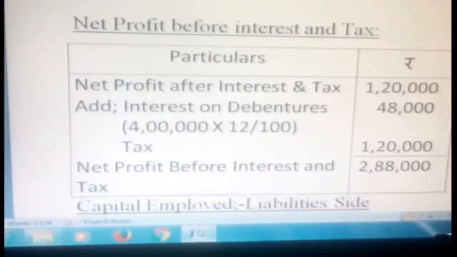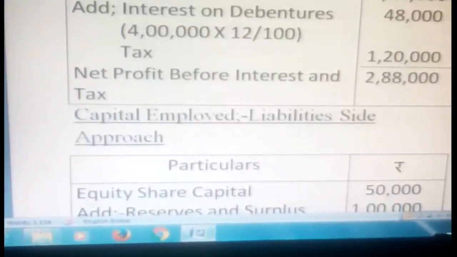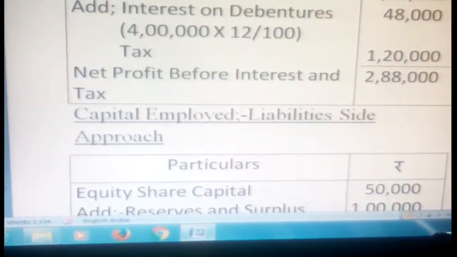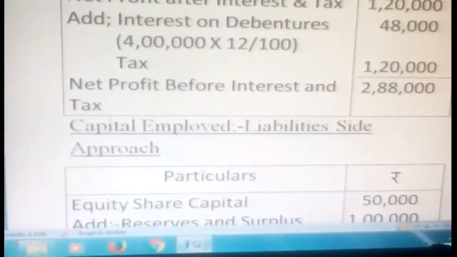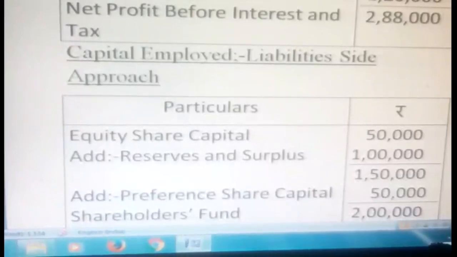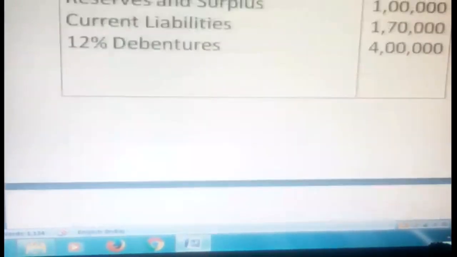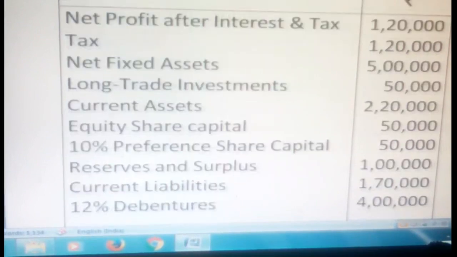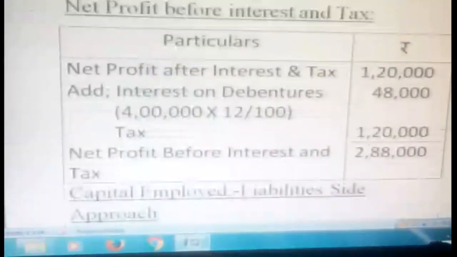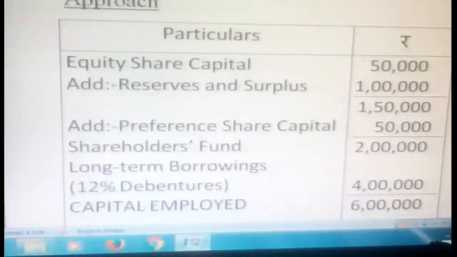Then we are going to discuss our capital employed in the liability side approach. What is the idea here? We are going to consider both the liability side approach and the asset side approach. So, how to calculate capital employed by the liability side approach? From the liability side, they given from the problem equity share capital 50,000. Once again I will show you here. They given 10% preference share capital, reserves and surplus, current liabilities and 12% debentures. This is the information we considered here. So equity share capital 50,000, then reserves and surplus 1 lakh, then our preference share capital 50,000.